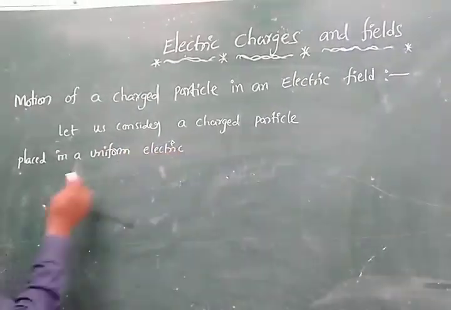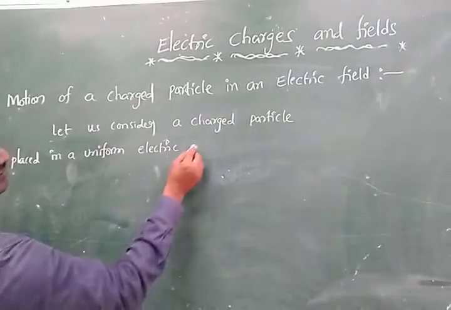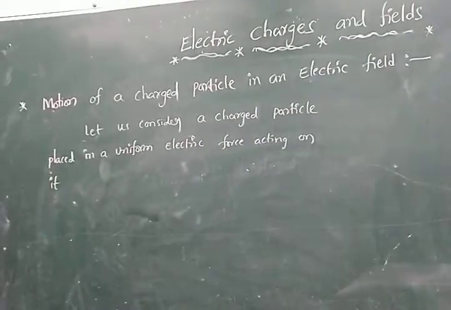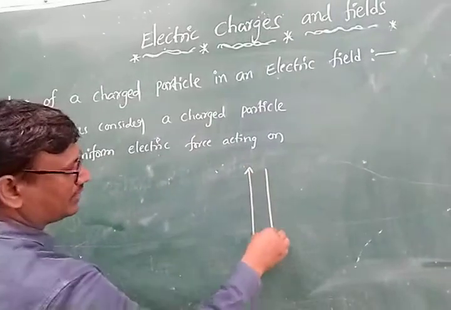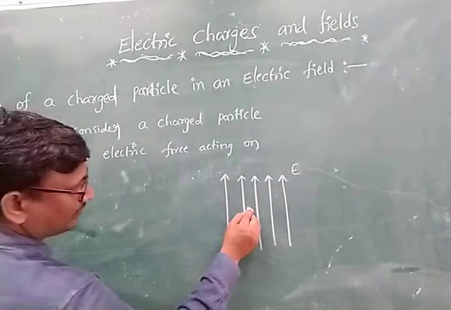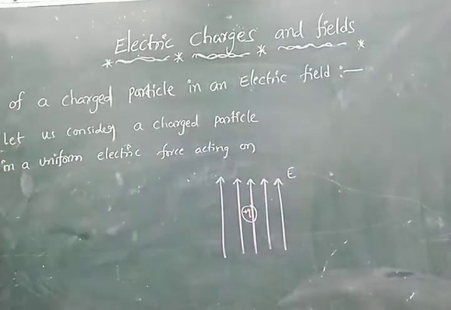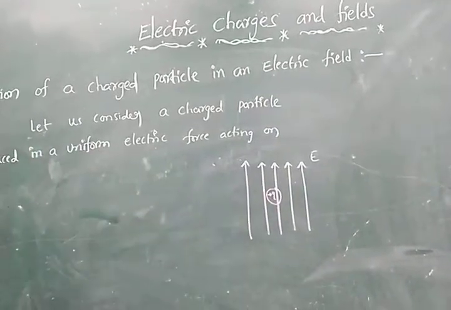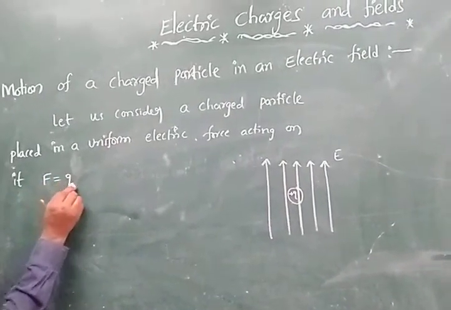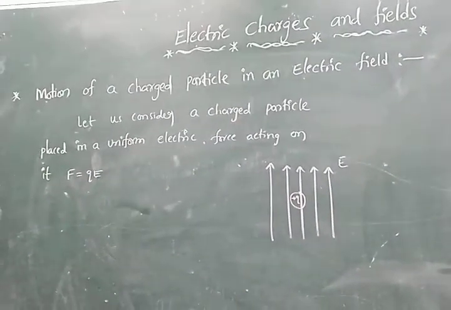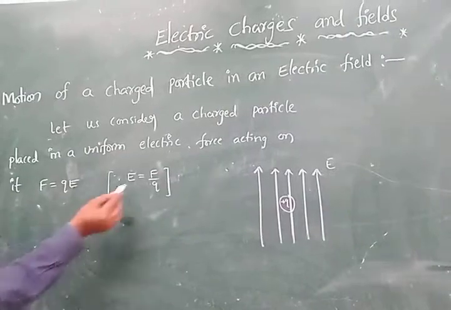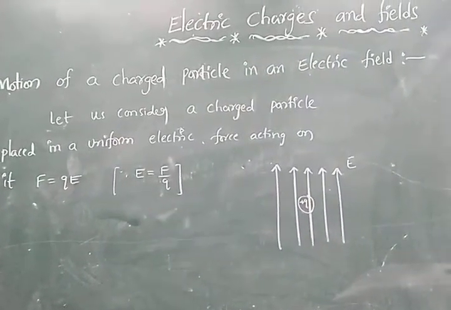See here, a charged particle is placed in a uniform electric field, and a force acts on it. Now the force acting on the charged particle is F equal to Q into E. What is the formula here? Since we know the intensity of the electric field is the force acting per unit charge, the force is F equal to Q into E.